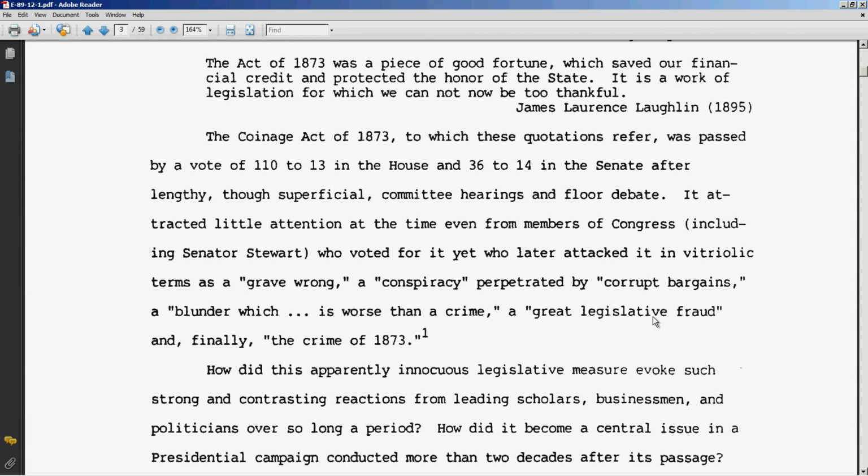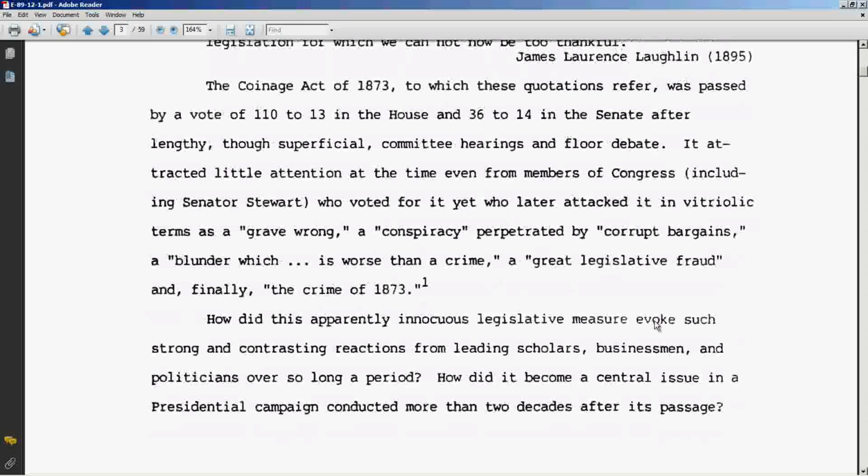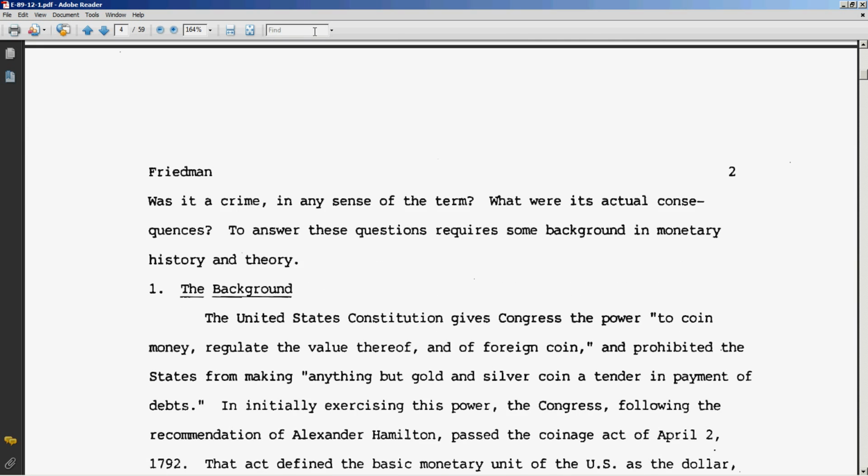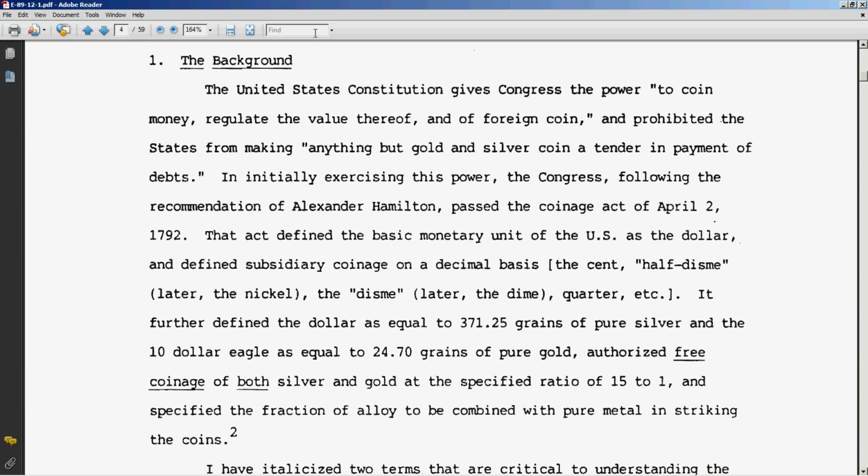The Coinage Act of 1873, to which these quotations refer, was passed by a vote of 110 to 13 in the House and 36 to 14 in the Senate after lengthy, though superficial, committee hearings and floor debate. It attracted little attention at the time, even from members of Congress, including Senator Stewart, who voted for it, yet who later attacked it in vitriolic terms as a grave wrong, a conspiracy perpetrated by corrupt bargains, a blunder which is worse than a crime, a great legislative fraud, and finally the crime of 1873. How did this apparently innocuous legislative measure evoke such strong and contrasting reactions from leading scholars and businessmen? So he goes into that, and then he's going to go into the history. So let's go into the background because he gives a pretty good explanation.